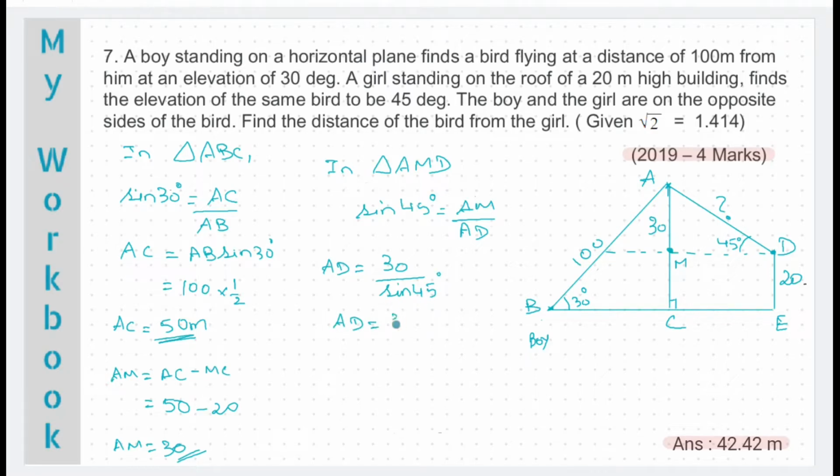AD will be 30 by sine 45, which is 1 by root 2. So AD is 30 root 2. We are asked to use root 2 as 1.414. So substituting the same and multiplying, we will get AD as 42.42 meters. So the distance of the bird from the girl is 42.42 meters.